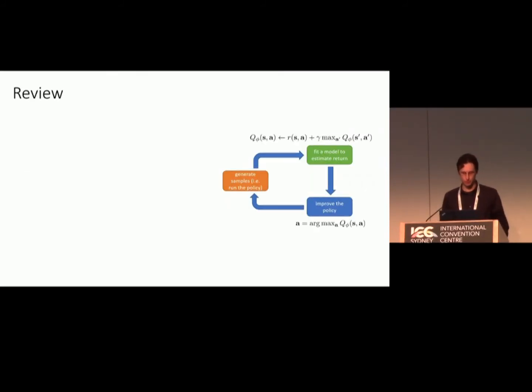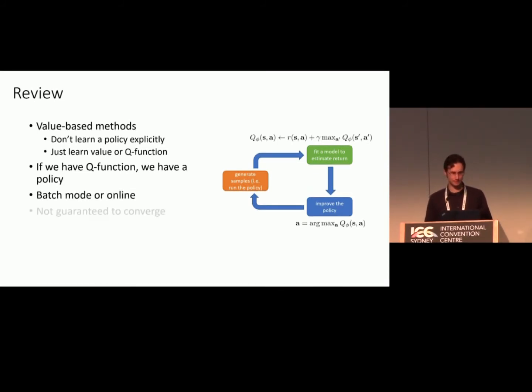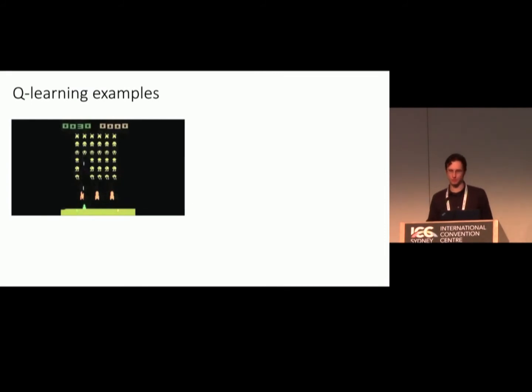All right, so let's review. I talked about value-based methods. These methods don't learn a policy explicitly. They just learn a value function or a Q function. If we have a Q function, then we have a policy, because we can simply take the actions that maximize the Q function. Value-based methods can be batch or online. They are not in general guaranteed to converge, but with things like replay buffers and target networks, we can help stabilize Q-learning algorithms, and with a little bit of parameter tuning, empirically we can often get convergence. And then there are some approximations that we can make to also handle continuous actions, which in the general case are not entirely trivial.